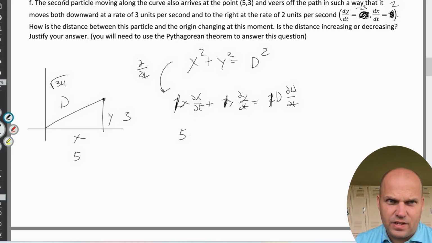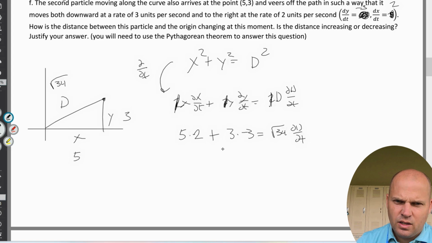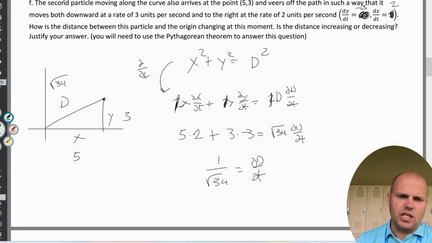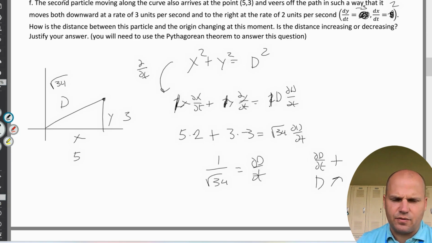X is 5, dx/dt is 2, y is 3, dy/dt is negative 3, D is root 34, and dD/dt is what I'm trying to find. This is 10 minus 9, so this is 1 over root 34. So the distance is increasing because dD/dt is positive.